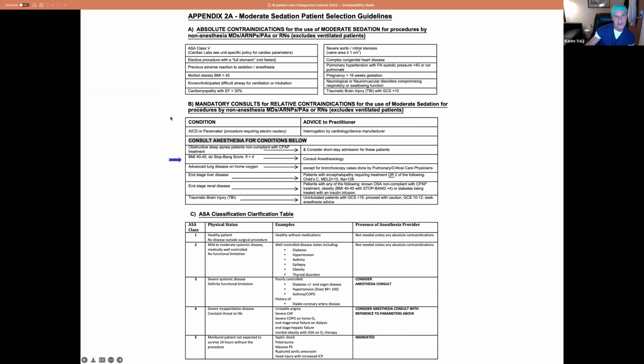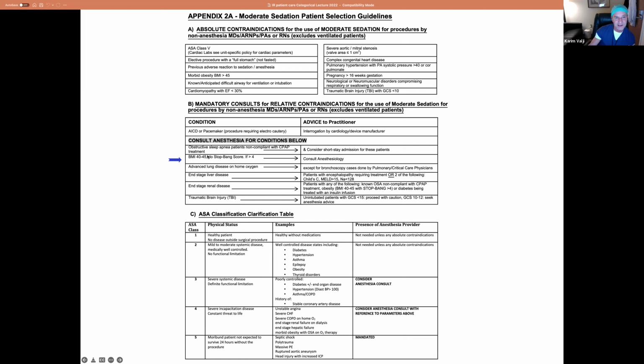These are mandatory consults. So these are patients for whom you've got to get anesthesia to see or bless the patient, and if they don't, they have to do the procedure. But if they do bless the patient, say, yes, your nurses can do this safely, then we can proceed. And the biggest ones are sleep apnea, non-compliant with CPAP. So if you have sleep apnea, bring your CPAP machine, and we're cool to do it. If you don't, you might need anesthesia. BMI 40 to 45, borderline, and then advanced lung disease and home O2.